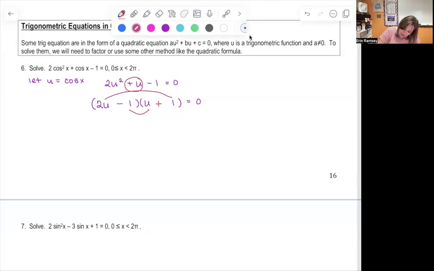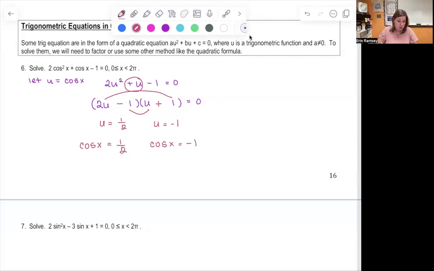This gives me that either u equals positive 1/2 or u equals negative 1. So now we've solved our quadratic. But remember, it wasn't u that we started with, it was cosine of x. So I can now rewrite this as cosine of x equals 1/2 and cosine of x equals negative 1. So by factoring, I've gotten this apart into 2 separate trig functions that I can work with much easier.